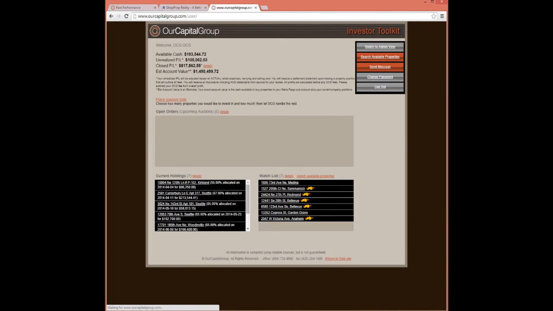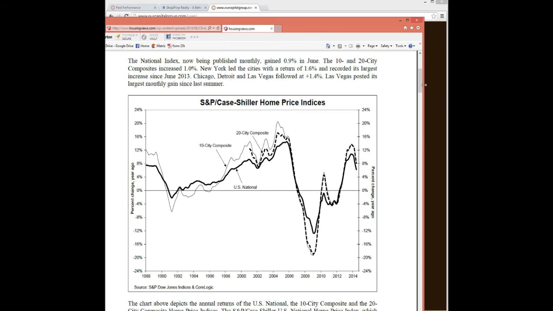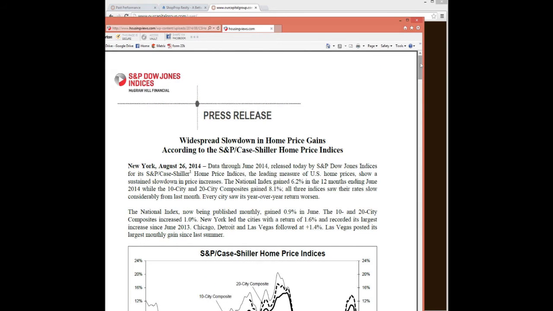Regarding the Case Shiller Index first, I'll say there's good news and bad news.